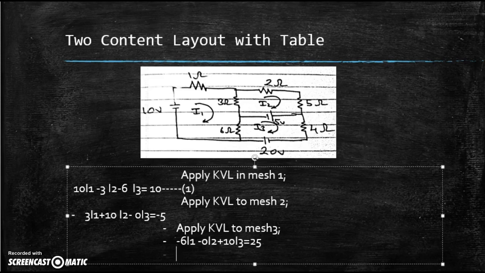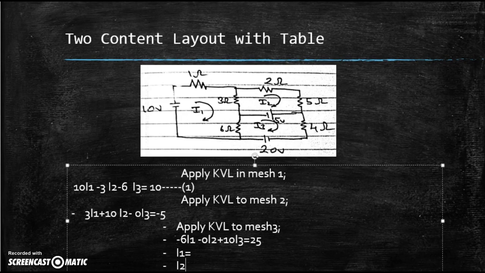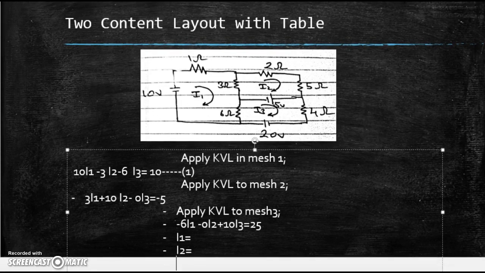Now just take a calculator and solve it using the 3 equations. You're going to get 3 values: I1 equal to something, I2 equal to something, and I3 equal to something. These are the three things, solving using mesh. You're going to get three values for I1, I2 and I3.